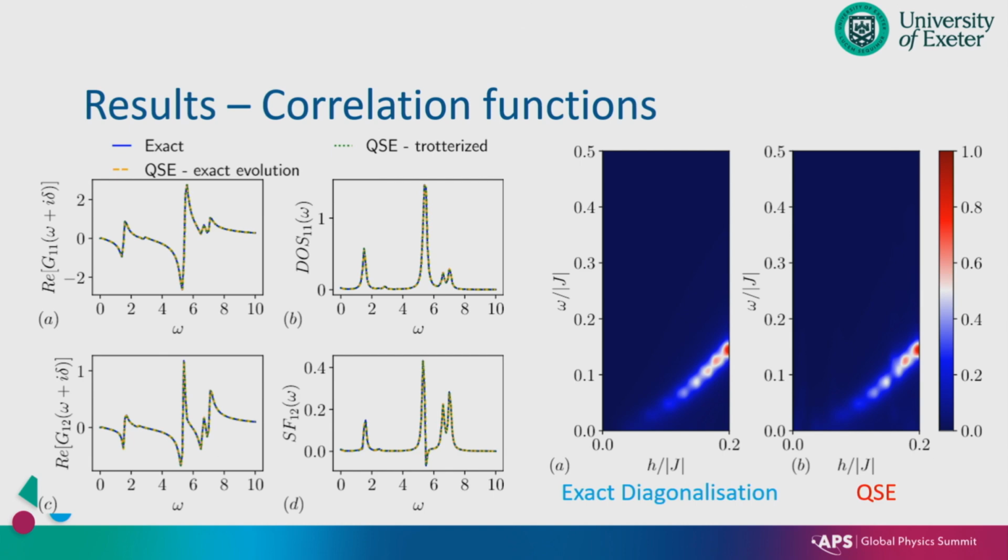And then we can even calculate more complex things such as the dynamical structure factor. So this is you need to calculate a lot of different Green's functions and combine them together, but you can still actually get something that's very close to the Lanczos method, exact diagonalization, etc.